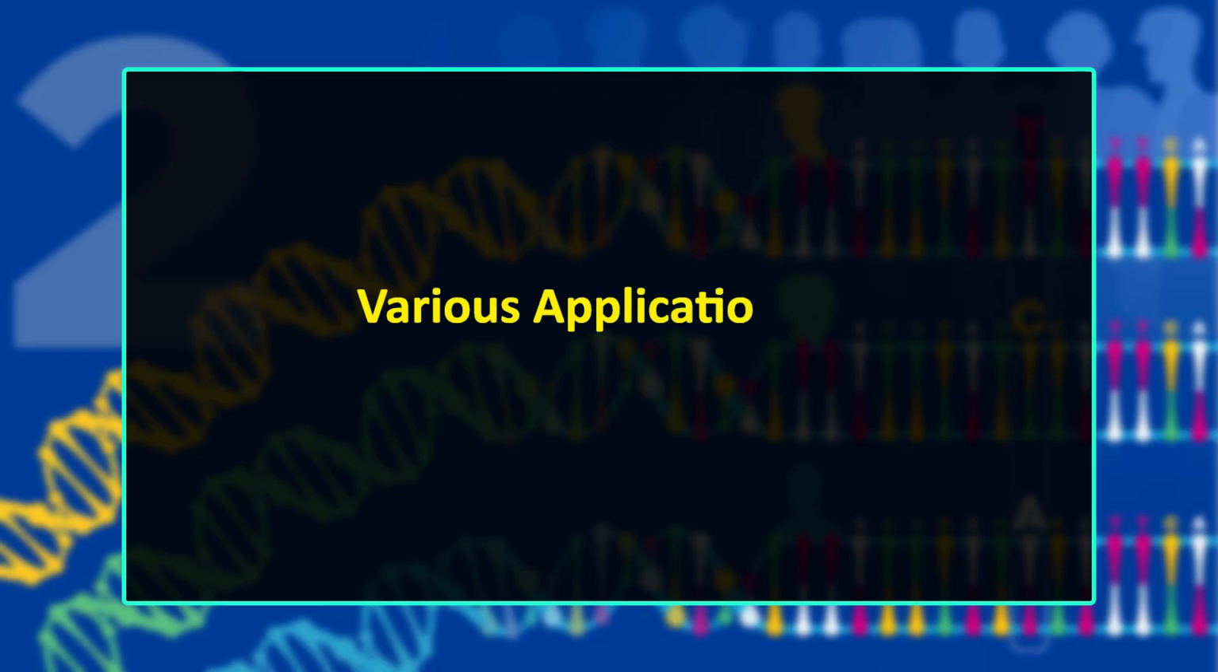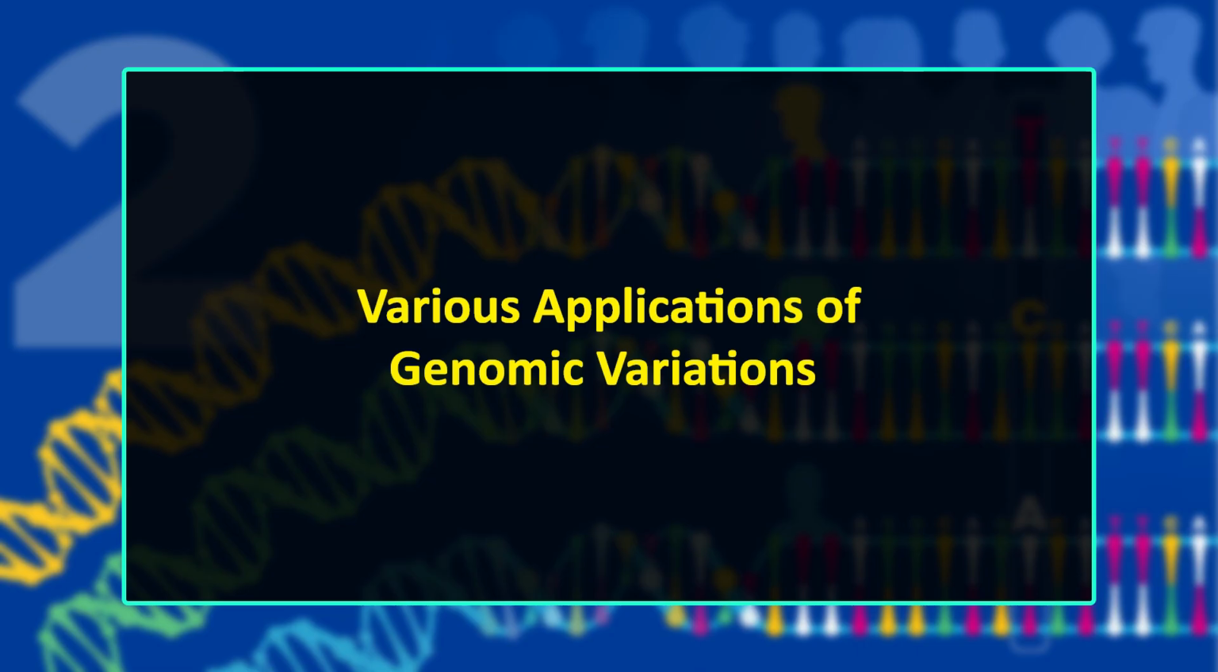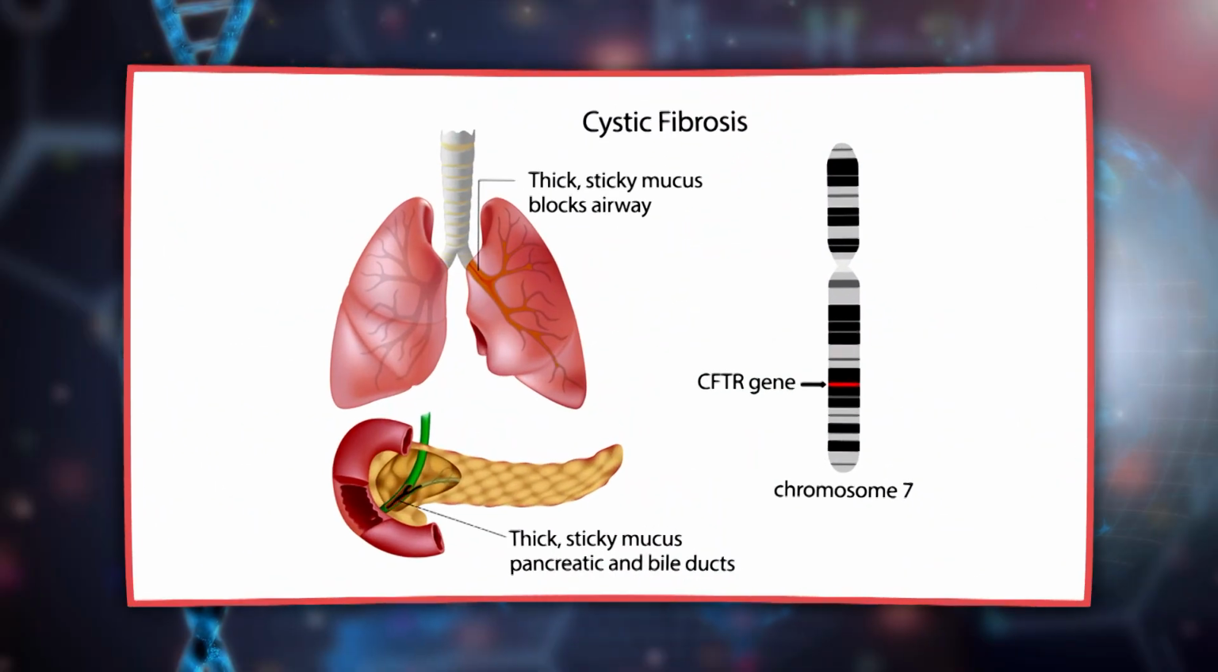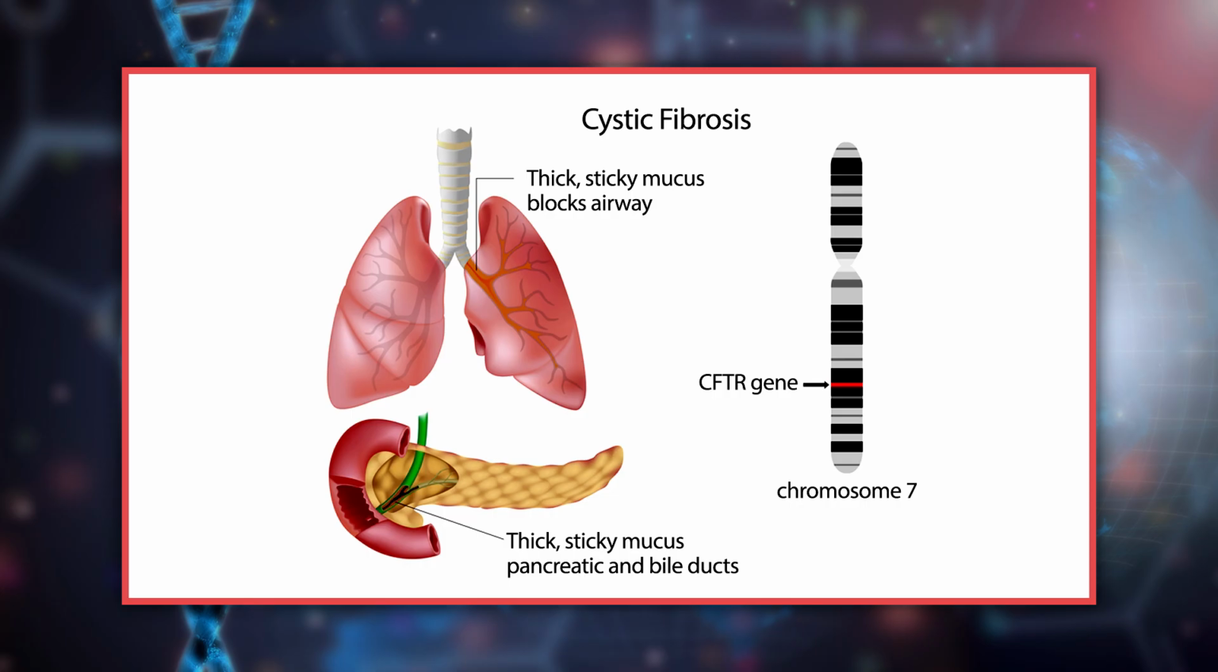Dear students, let's discuss the applications of genomic variations. First, screening for genetic diseases. Genomic variations can cause many diseases in humans. These diseases are usually rare but sometimes may be fatal. And an example is cystic fibrosis, caused by mutations in the CFTR gene.